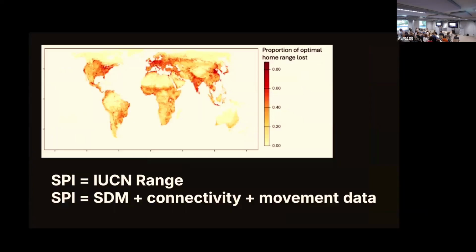If you take those results and you say the proportion of optimal home range that's been lost, this is an aggregate metric for all those species we have data for, mostly large mammals, globally, and you can see that a huge portion of the movable area for species has been lost, especially in areas that have obviously a high human impact.